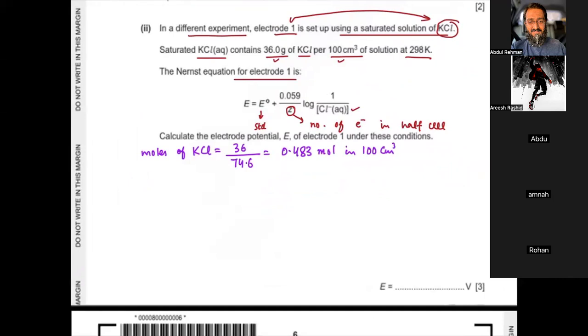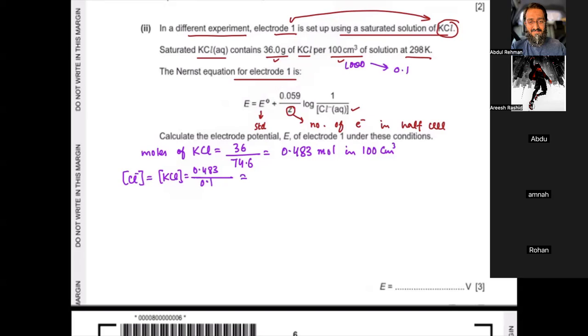Okay. One more thing. We need the concentration of chloride ion, and the compound contains 1 mole of potassium ion and 1 mole of chloride ion. So the concentration of chloride ion is going to be same as the concentration of potassium chloride. And to calculate the concentration, we are going to divide the moles with the volume. So moles are 0.483, and the volume is 100 centimeter cube. So we divide it by 1000 to convert into dm cube. So it is going to be 0.1. So yes, can anyone calculate the concentration, please?